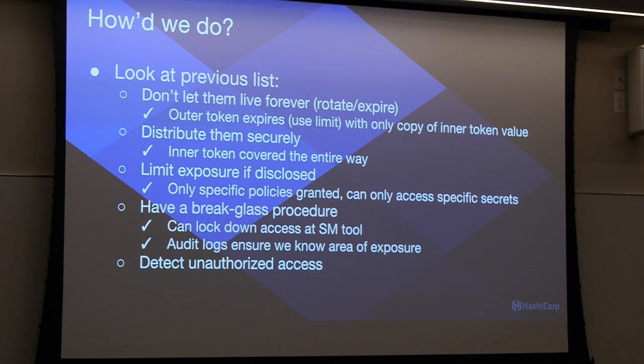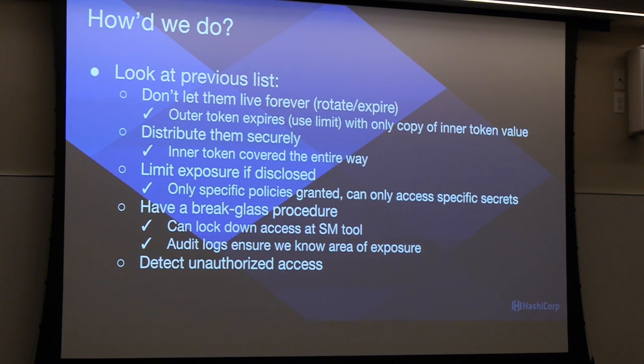All right. Okay. So how do we do this? Detect unauthorized access is the last bullet point for a reason, because I go into that in more detail. So don't let them live forever. The outer token that's wrapping the inner one expires. It has a single use limit. And the only copy of that inner token that we want to give to our container is inside. Distribute them securely. So the inner token is covered the entire way. The inner token's value does not go across the wire. It doesn't go into an environment variable. Limit exposure to disclosure. So only specific access policies are granted, like get database credentials. That's kind of an easy one.